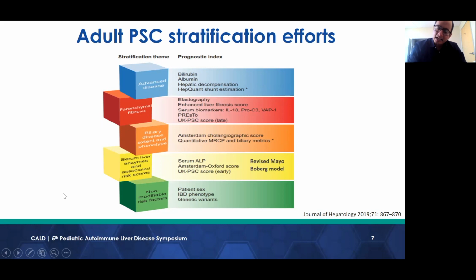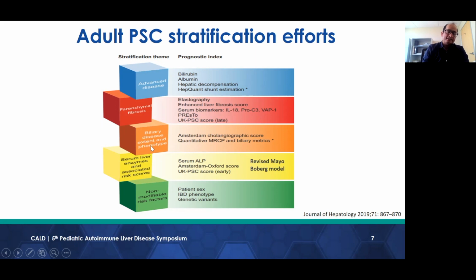These are examples of adult PSC stratification efforts which have been taken over the last couple of decades. Adult PSC patients have been classified either as low risk or high risk based on either non-modifiable risk factors such as patient sex, IBD phenotype, or based on lab parameters such as liver enzymes, biliary markers, and clinical parameters. Some examples of these are serum alkaline phosphatase, Amsterdam Oxford score, the short-term predictive UK PSC scores, revised Mayo score or the Boberg model.